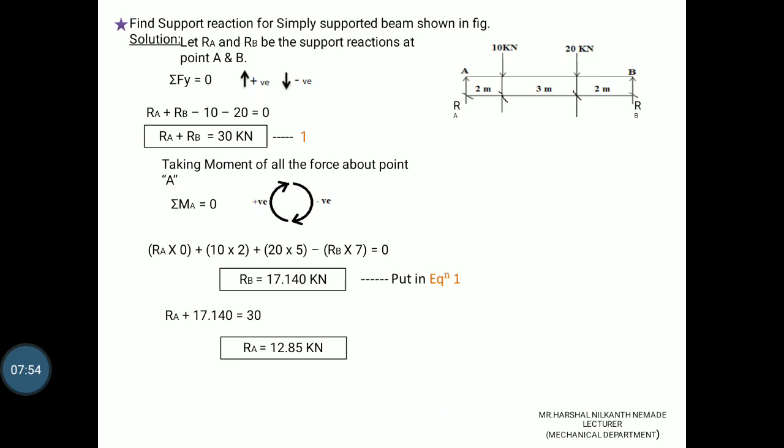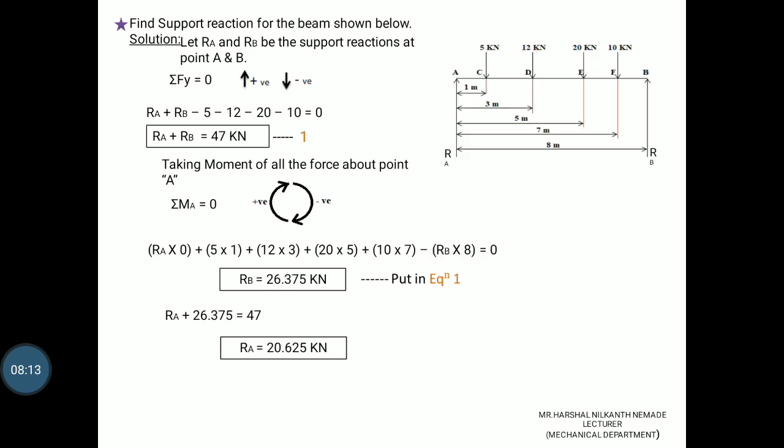I will solve. I will get the RB value, that is 17.14 kilonewton. So this value I will put in equation 1. I will get the RA value 12.85 kilonewton. So I have found the support reactions. Okay, I will start with the next numerical.